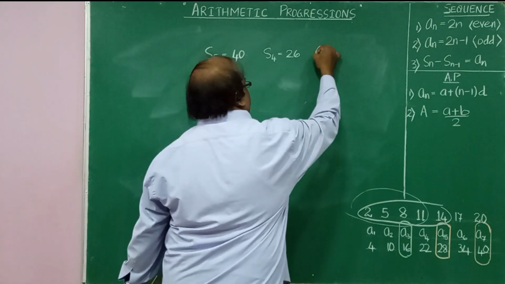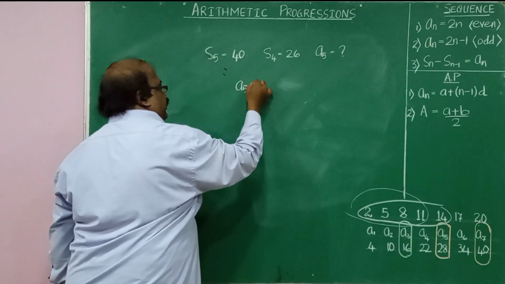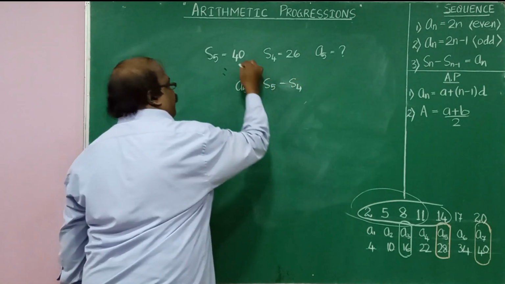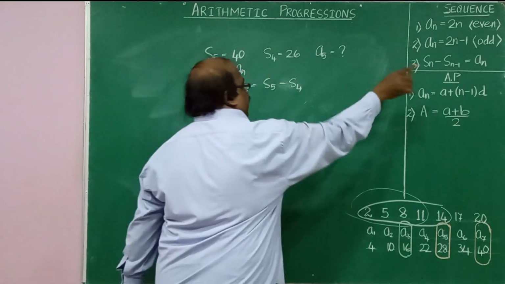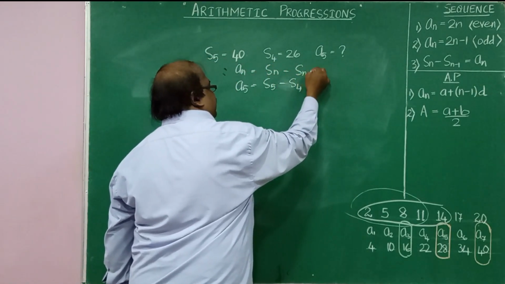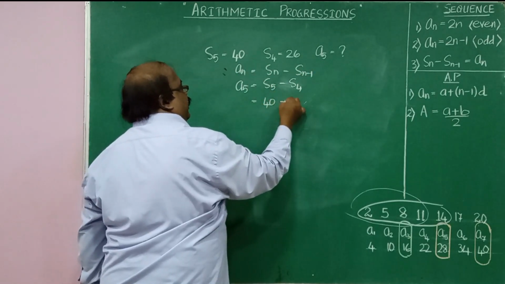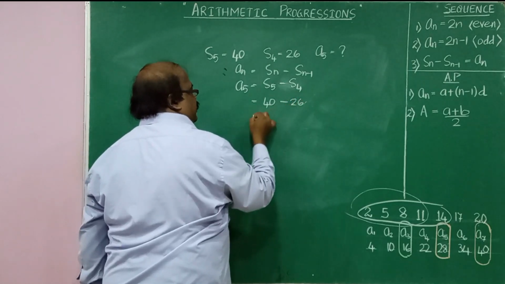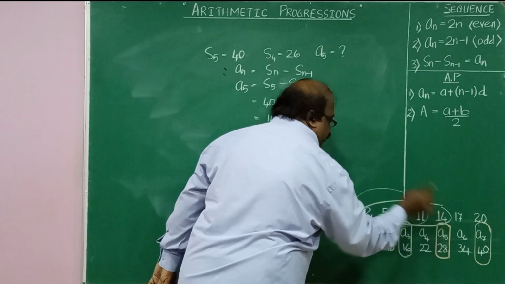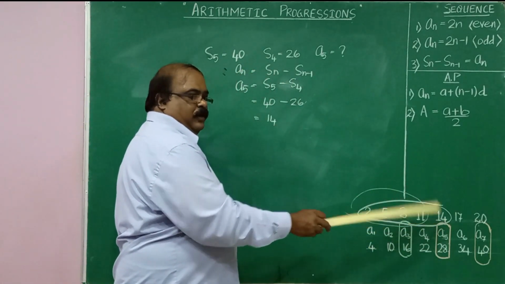If I ask you what is A5, how will I get A5? A5 is equal to S5 minus S4. Which formula did I make use of? An is equal to Sn minus S of n minus 1. S5 is 40, S4 is 26. So I asked you for the fifth term. What is your fifth term? Your fifth term is 14.